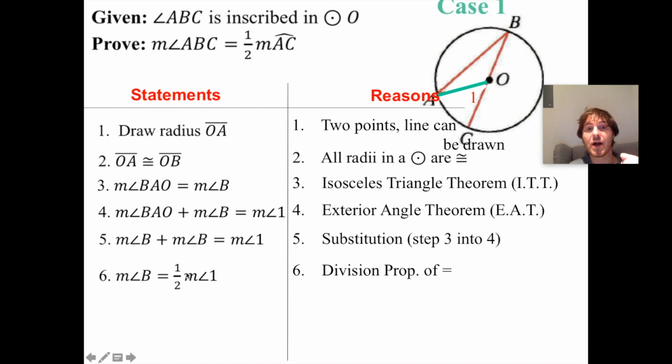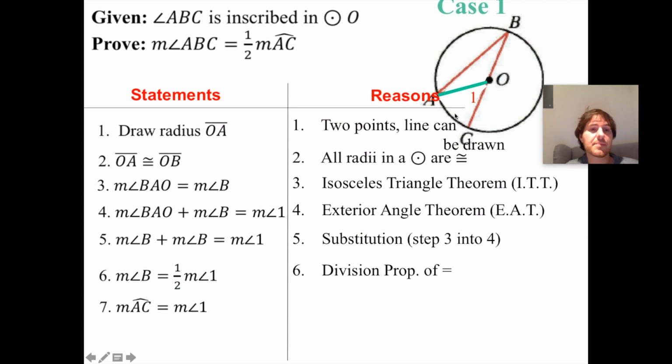And now we have 1/2 the measure of angle 1. What do we know that the measure of angle 1 equals? We haven't even talked about that yet in the proof. The measure of angle 1 equals the measure of arc AC. Yes. That's why we put this auxiliary segment in right here, because we wanted to talk about that central angle. We wanted to know how the central angle compares to this, because then we can compare this to angle B, and it's all going to connect.